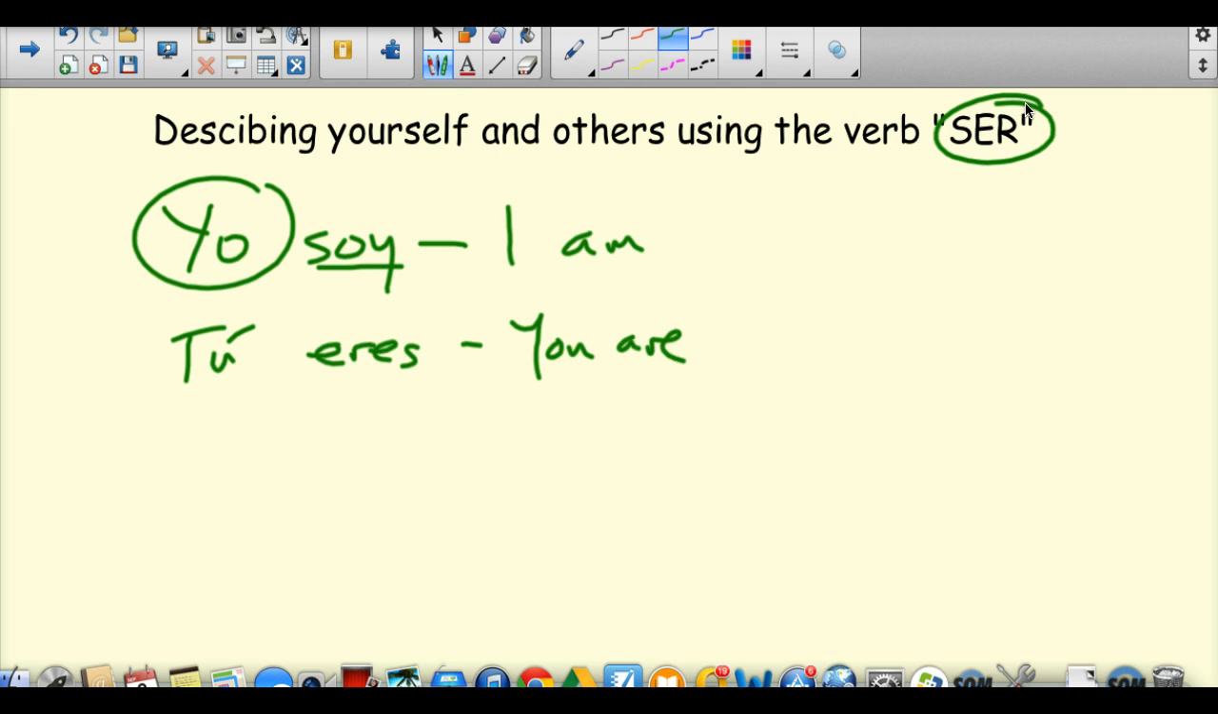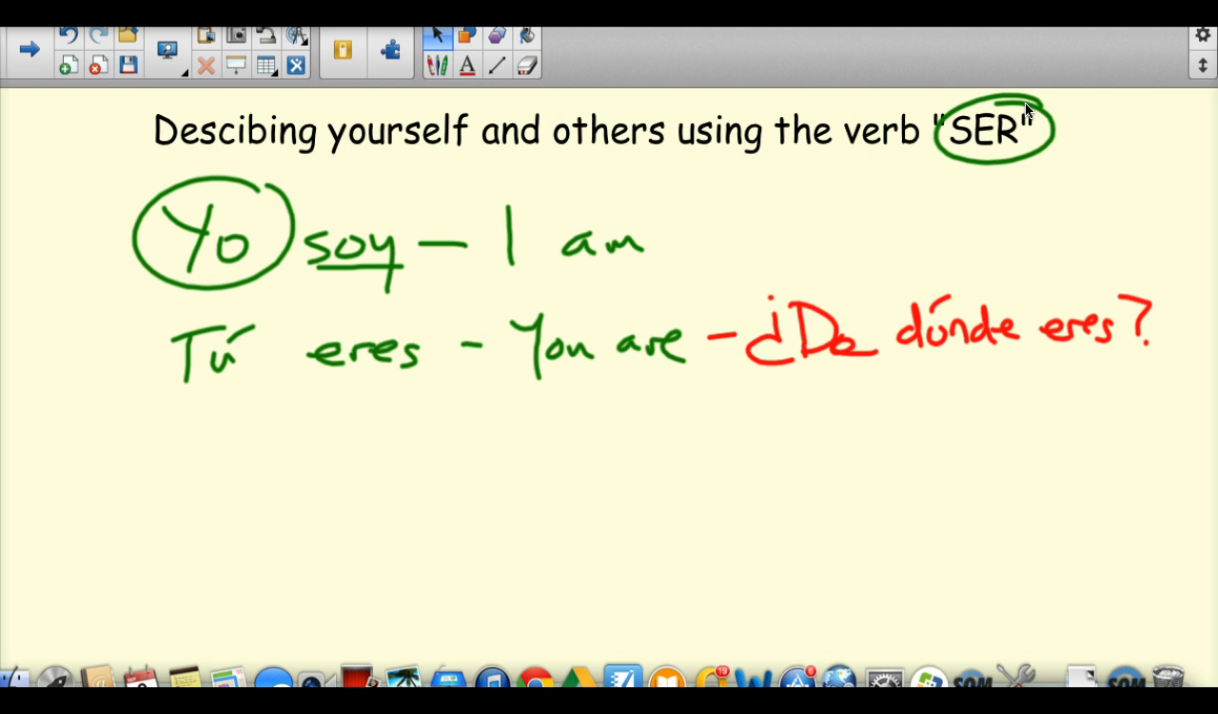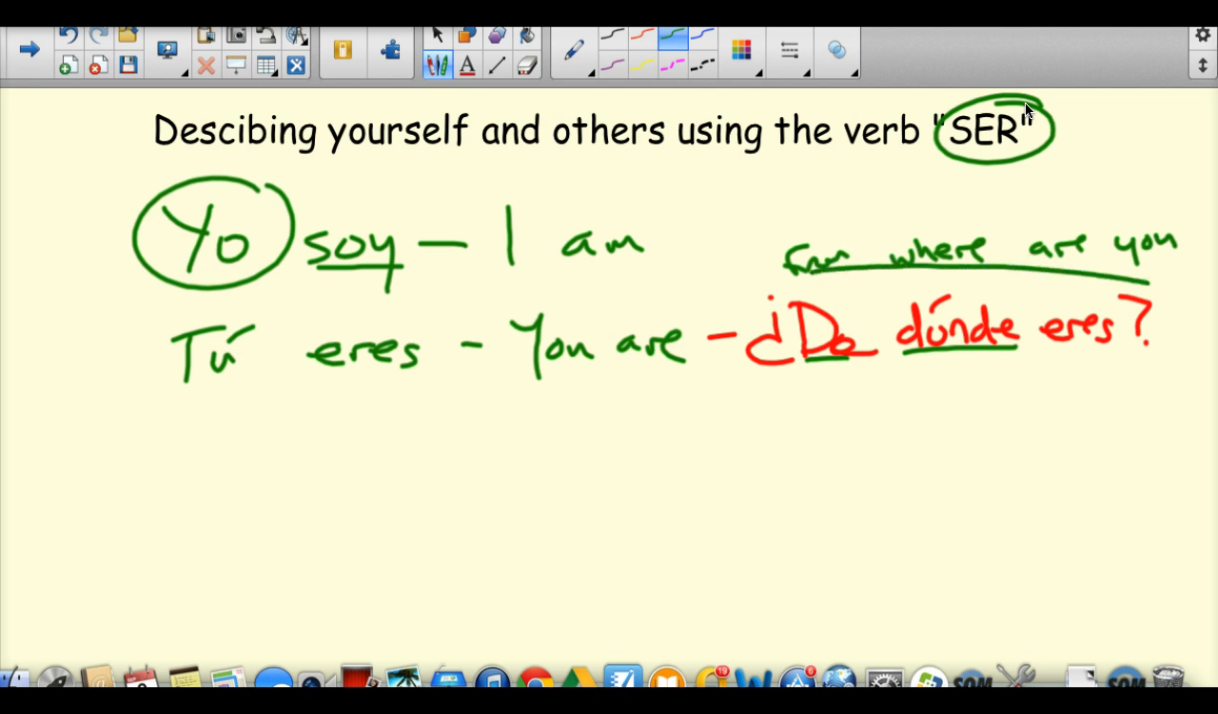Now, an important note: when you're asking questions, you need to know some question words. One of the common expressions is, where are you from? It's important to know this expression, ¿de dónde eres? Notice that in Spanish we have a little bit of a reverse here. Dónde is your word for where, de is your word for of or from. So it's literally saying, from where are you? If you just memorize this expression on its own, de dónde eres, you've got it under control. We have to know how to ask those questions in Spanish.